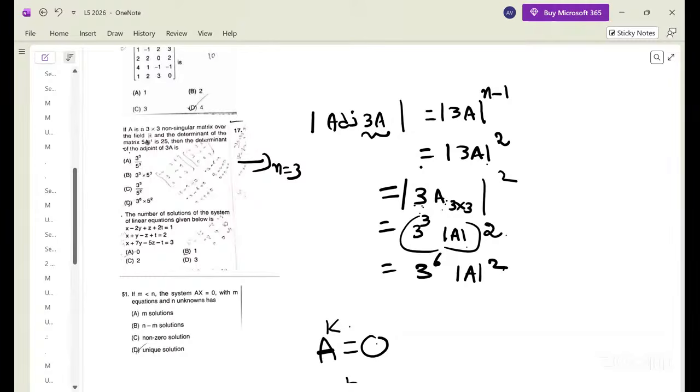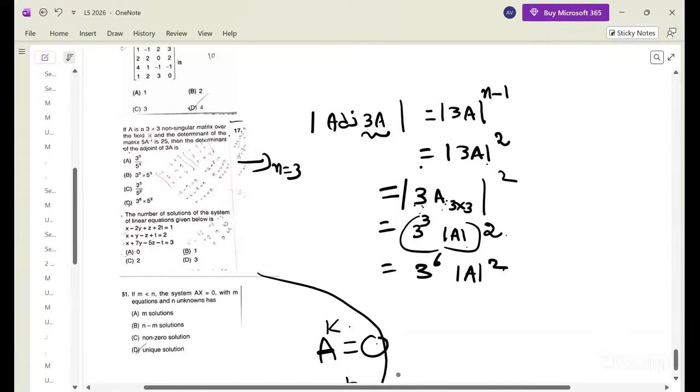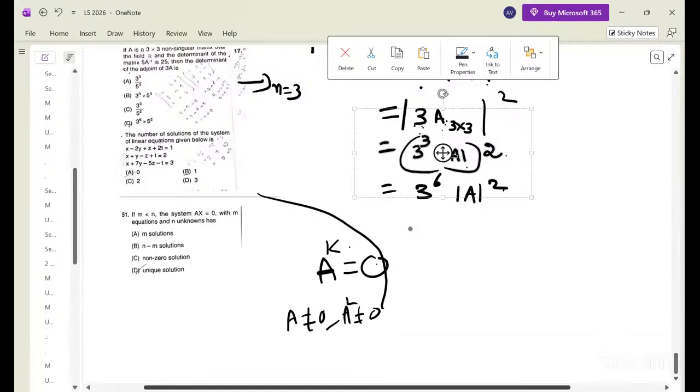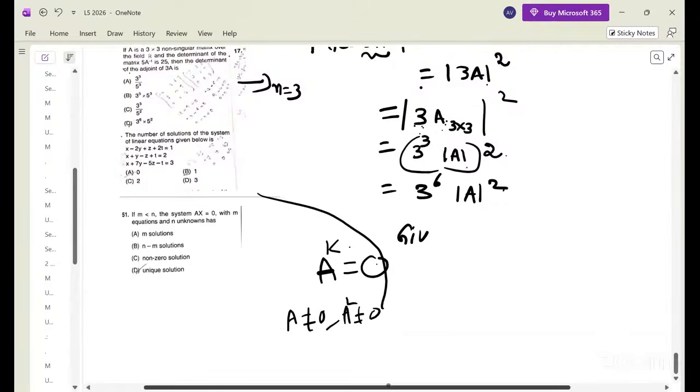How to calculate det A? What is given? The determinant of the matrix 5A inverse is 25. So you are given the determinant of 5A inverse. Is it not? 5A inverse. So the determinant of 5A inverse is 25.